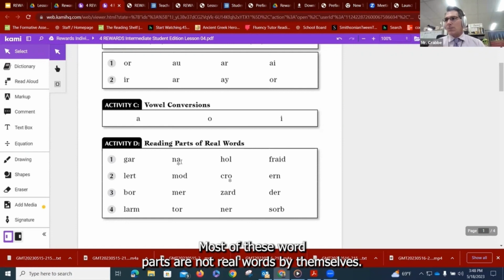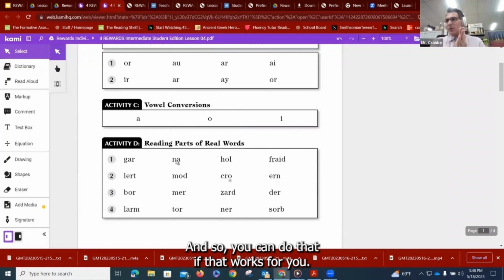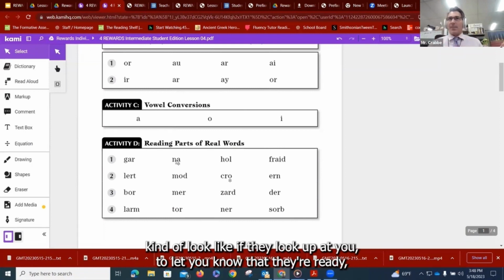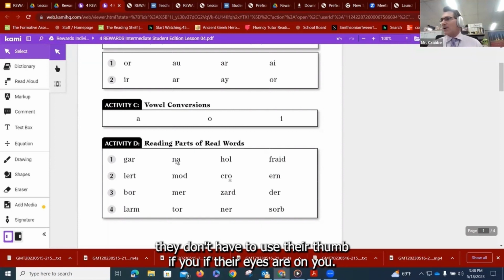Most of these word parts are not real words by themselves, and it does give students think time. So it has students put their thumbs up when they are ready to read the next one. So make sure to give them enough time. You can do that if that works for you. If you found another way to have students look up at you to let you know that they're ready, they don't have to use their thumb if their eyes are on you.